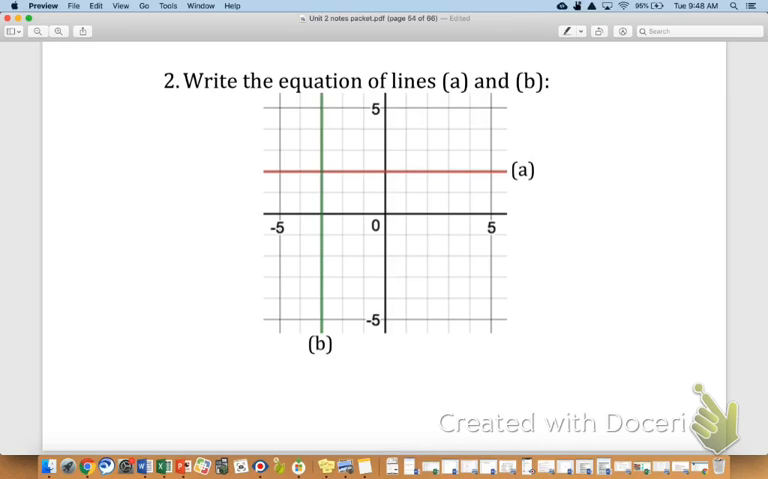So I think this fits the pattern really well. Julia, what did you get for line A? y equals 2. Julia got y equals 2 for line A. I hope that that's the case for all of you. It's definitely right. And then Noah, what did you get for line B? I got x equals 3. x equals 3. You guys good with that?